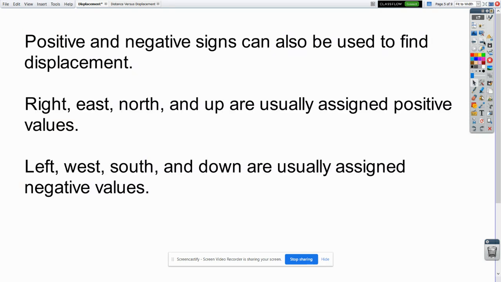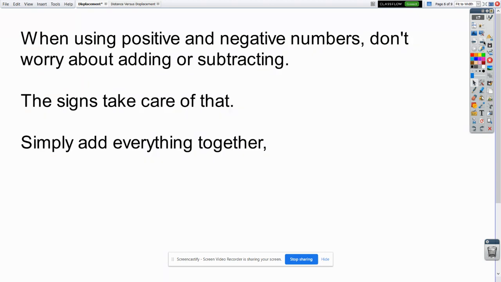Positive and negative signs can be useful in this. You can use them to indicate the direction of each component in your displacement. You take directions like right, east, north, and up and assign positive values to those. You take directions like left, west, south, and down, the opposite, and assign negative values to those. When you use those positive and negative numbers, don't worry about adding or subtracting. The positive and negative signs will take care of that for you. You'll just simply add everything together with their appropriate signs.